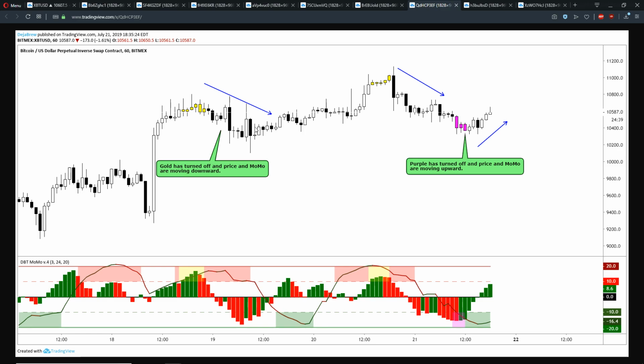Another thing to look for, so that you don't preemptively trade these, you can get in early once you start seeing it turn gold or purple. But typically what you want to wait for is when the gold is turned off and the price and the MoMo are moving downward. That will give you your bearish move down with confirmation. As you see here, once it turns off and it starts to move downward along with the MoMo, that gives you the confirmation. Like you see here, purple is turned off. Price and the MoMo are moving upward. That is your confirmation of your move. So your final confirmation is not going to be until the trend line has exited that extension zone, that negative 10 to 20 or the positive 10 to 20.